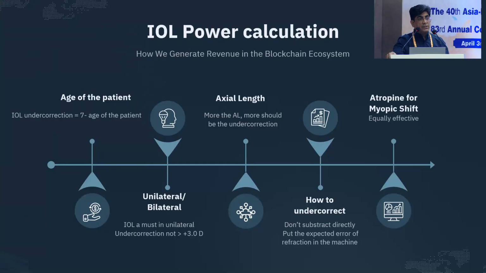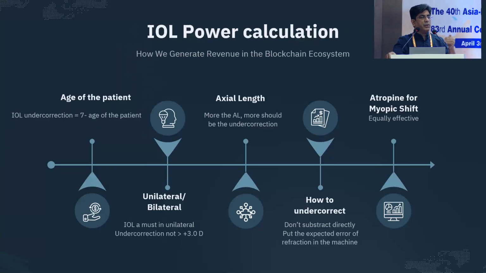IOL is a must in unilateral cataract, but you cannot undercorrect more than +3 or +4 diopters, even if the age is very young, because the child may actually develop an isometropia instead of improving. So how to undercorrect? Sometimes, I remember years back, we used to undercorrect directly from the power. That should not be done.